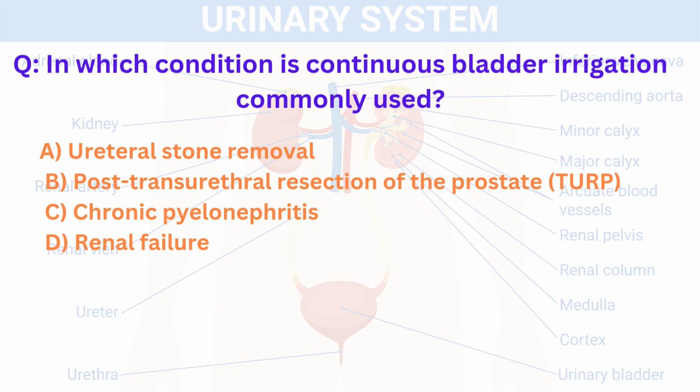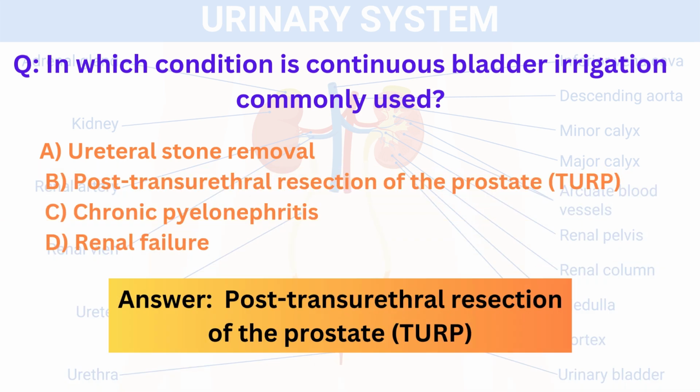Continuous bladder irrigation is often used after transurethral resection of the prostate to flush out blood clots and debris from the bladder after surgery. In chronic pyelonephritis, continuous bladder irrigation is not commonly used, which involves kidney inflammation and infection. Then renal failure, continuous bladder irrigation is not a primary treatment for renal failure. Other interventions such as dialysis are commonly used. Here, the correct answer is post transurethral resection of the prostate.